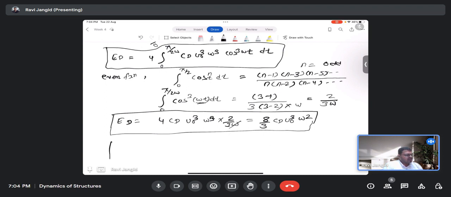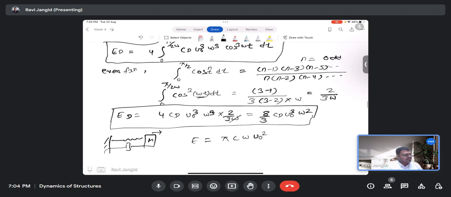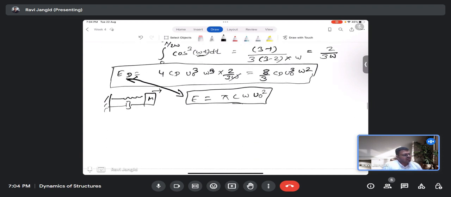If I convert my fluid system to a spring, mass and damper system, then there is a dissipation of energy which we calculated in our last question. That was pi c omega u naught square. So I can equate this energy to this one.